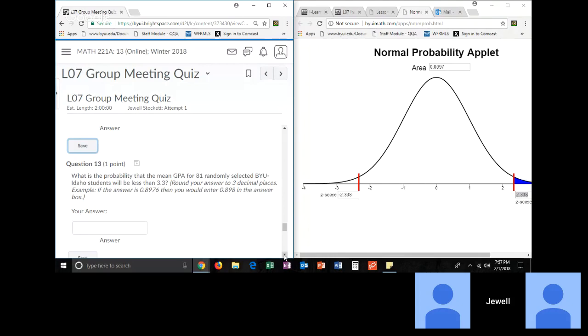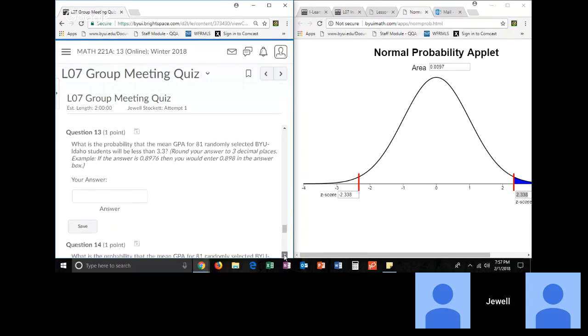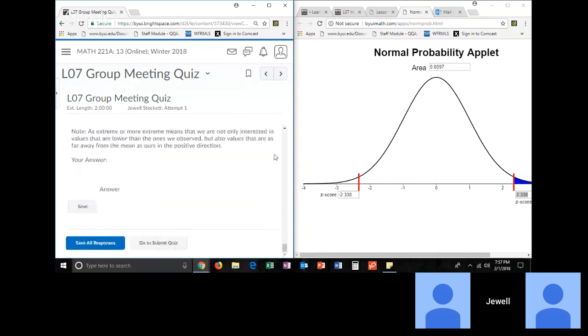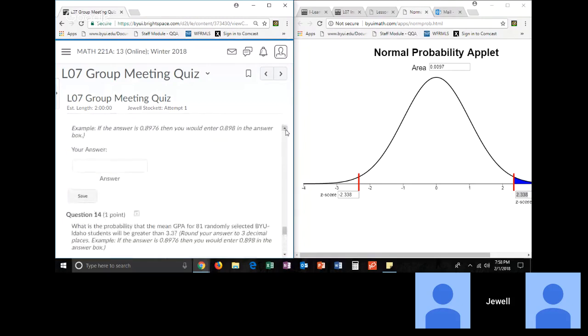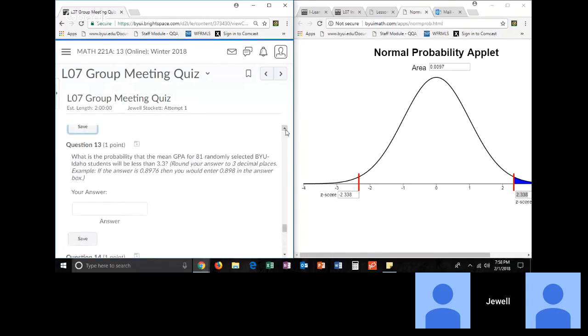Sorry, I was able to do question 13, 14, and 15. For 13 I got 0.005, 14 I got 0.995, and 15 I got 0.055. Well, I'll probably just try to figure it out as well. But I have to go. Okay, good luck.